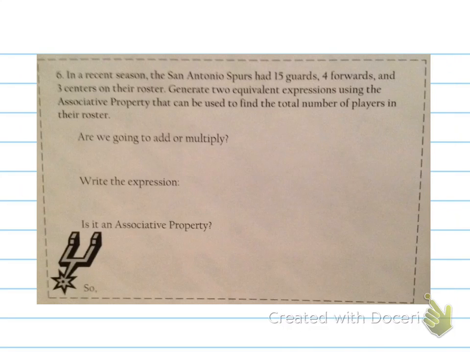And our last problem here, number 6. In a recent season, the San Antonio Spurs had 15 guards, 4 forwards, and 3 centers on their roster. Generate 2 equivalent expressions using the associative property that can be used to find the total number of players on their roster. So, would we add or multiply these numbers to get our total? If you said add, you are correct.